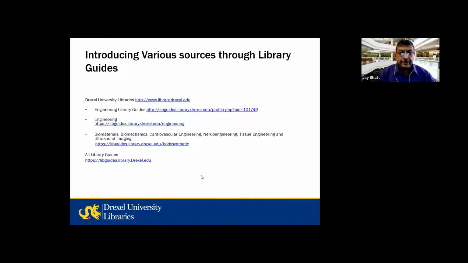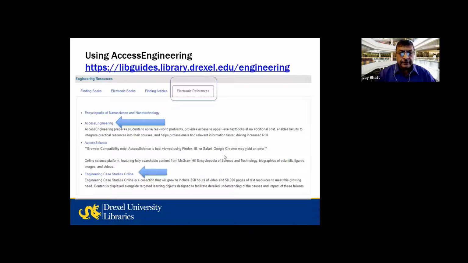And then all library guides are here. So we start with our engineering library guide. If you click on this link, it will take you to the main library guide. Within that, you will be able to filter through finding books, electronic books, finding articles, and electronic reference. Knovel and many other electronic books are also available here, where you will be able to search for books on Python and MATLAB and other programming languages. But today we are focusing on Access Engineering and Engineering Case Studies Online. We also have access to AccessScience that we have covered in previous presentations.